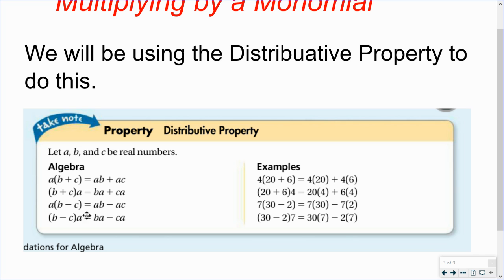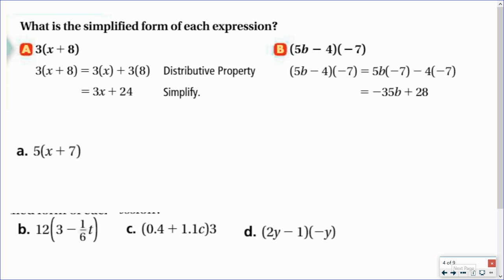The third one here, this is the subtraction version of this. A times B and A times negative C is negative AC. And then the last one is just backwards. Again, this is not something that you guys have not seen. You've done this for probably quite a while. So we're just going to formalize this and kind of use this in this context.